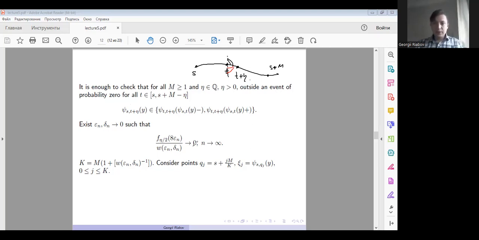Okay, so let's see how our assumptions work. We can assume that for some epsilon n and delta n the ratio goes to 0. Take this large number k. So this number is of order m divided by w. And let's look at a partition of time from S to S plus M by points qj. So this is a uniform partition with the step size m over k. So m over k is of order w of epsilon n delta n. And xi j are points on the trajectory at times qj.